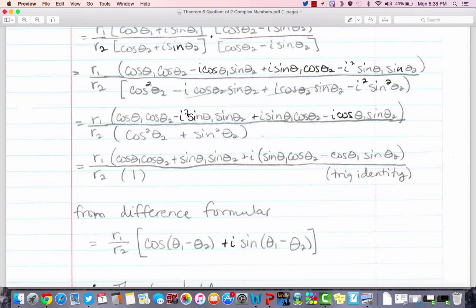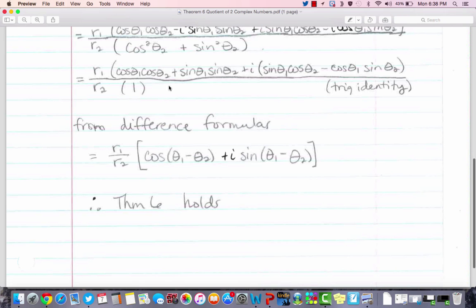Simplifying up here, minus i squared is also plus here, and we factored out an i here. Now, from trig, we should remember that the cosine squared of theta 2 plus the sine squared of theta 2, or cosine squared theta plus sine squared theta, is equal to 1. That's our popular trig identity.